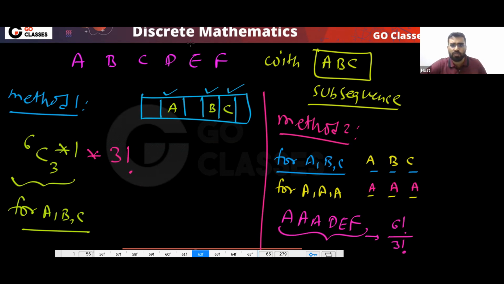Method 1, method 2, which is your favorite? I personally like method 1. This is my favorite method. I'm just telling you method 2 to give you another perspective. But method 1 is actually good, a very systematic method. There are 6 positions. You select 3 positions. In those 3 positions, you can put ABC in only one way. The remaining 3 people can arrange in 3 factorial ways. So method 1 is more systematic. Anyway, let's move on.